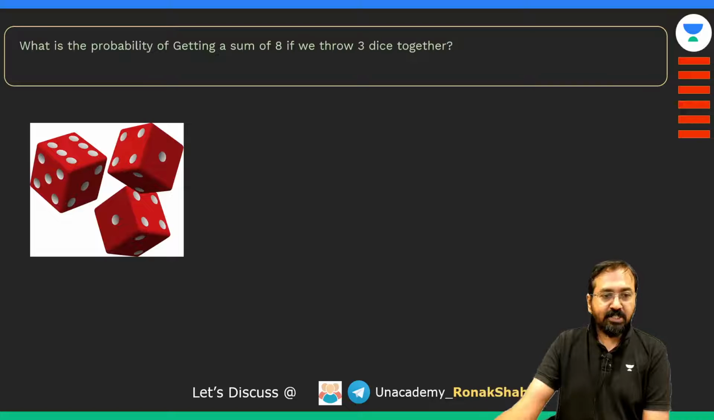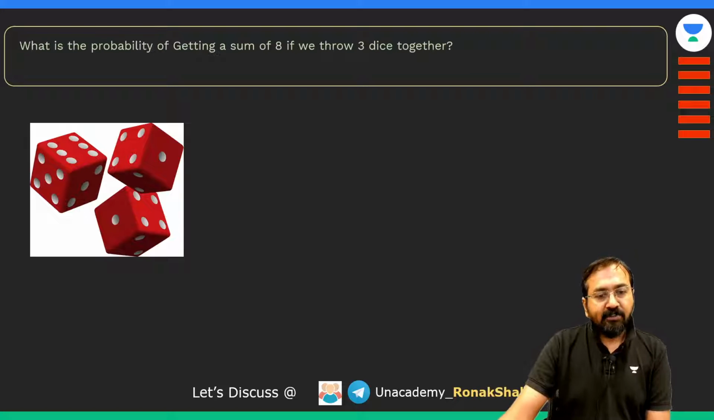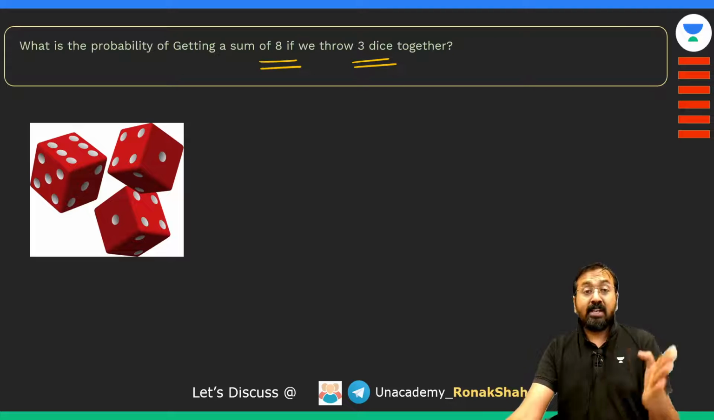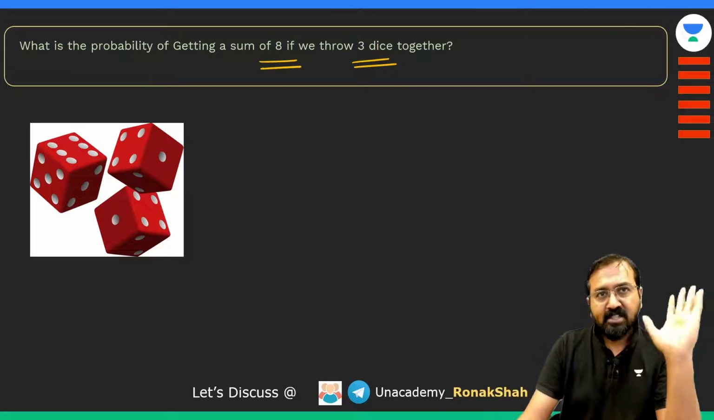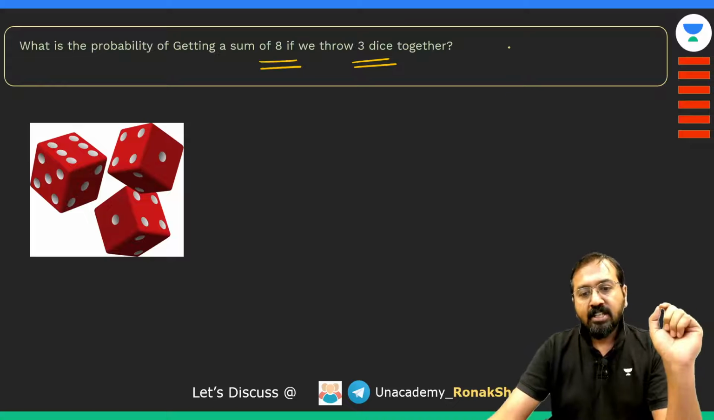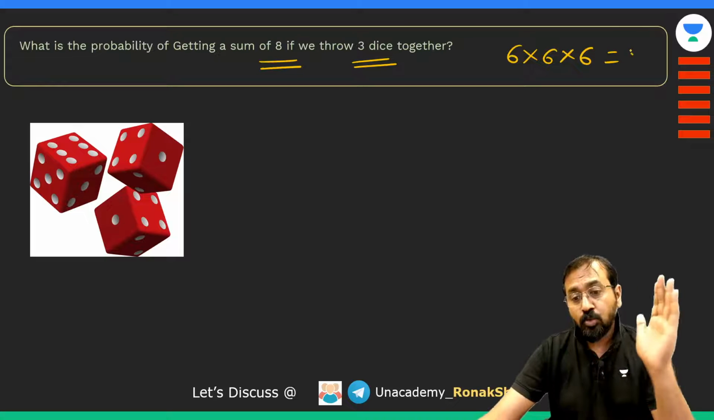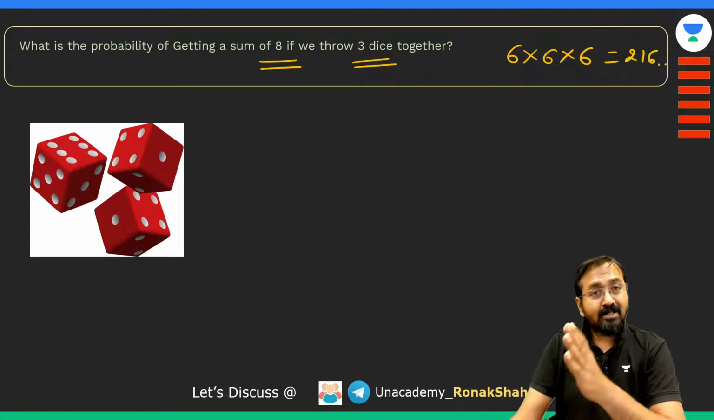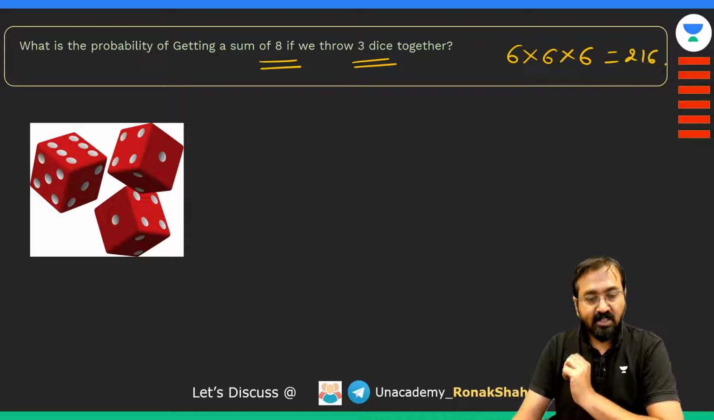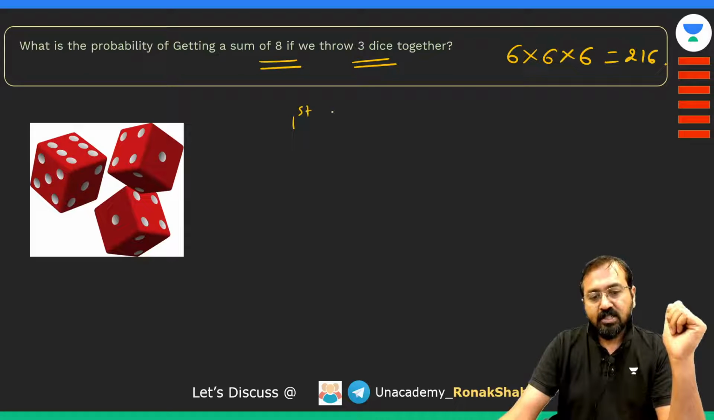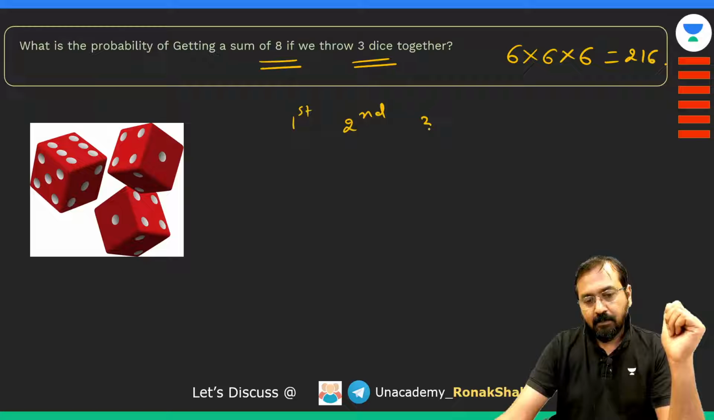So let's look at a question straight away. What is the probability of getting a sum of 8 if we throw 3 dice together? Guys, if we throw 3 dice together, what is the probability of getting sum of 8? So first of all, you should know that when we throw each dice, the total outcomes are 6. So for 3 dice, total outcome will be 6 into 6 into 6, that is 216. If you throw 2 dice, then the total outcomes will be 36. Now out of this 216 outcomes, in how many outcomes will we get sum of 8? Okay, so first dice, second dice and third dice.